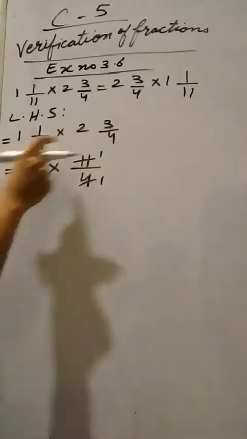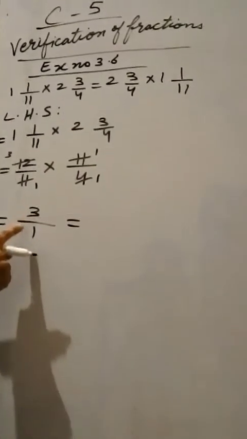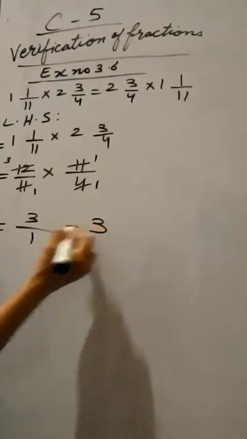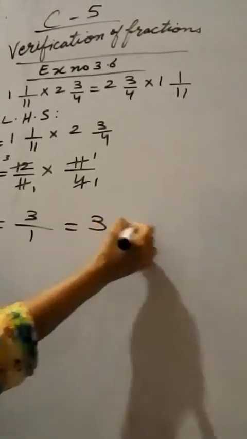So what is the answer? 3 1 time 3 and 1 time 1 is 1. When we divide any number by 1, the answer is the same. So 3 1 time 3. Now, this is your equation 1.